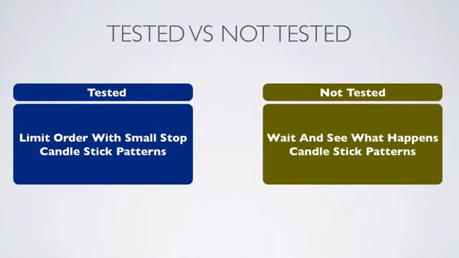When the support resistance is not tested, we recommend that you wait and see what happens, and I will show you what I mean by that. Or you use candlestick patterns if it occurs at that area, again because candlestick patterns give you a small risk and a potential big target.